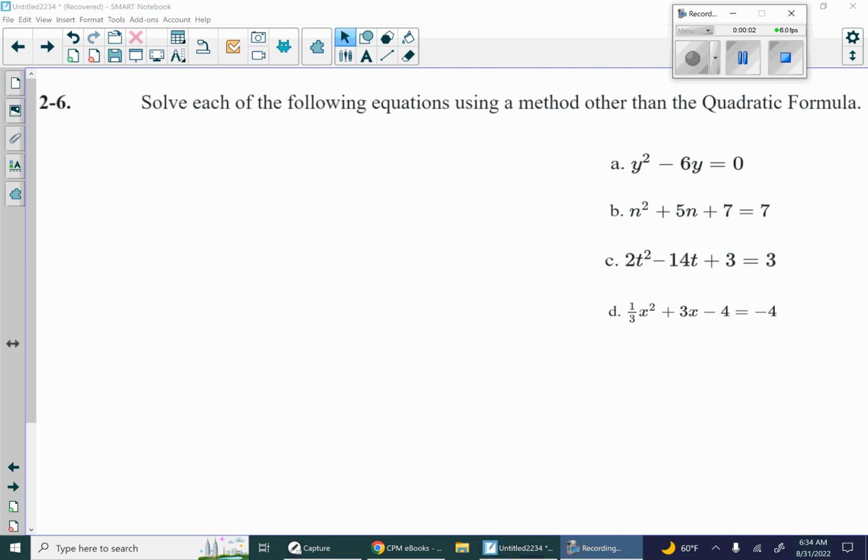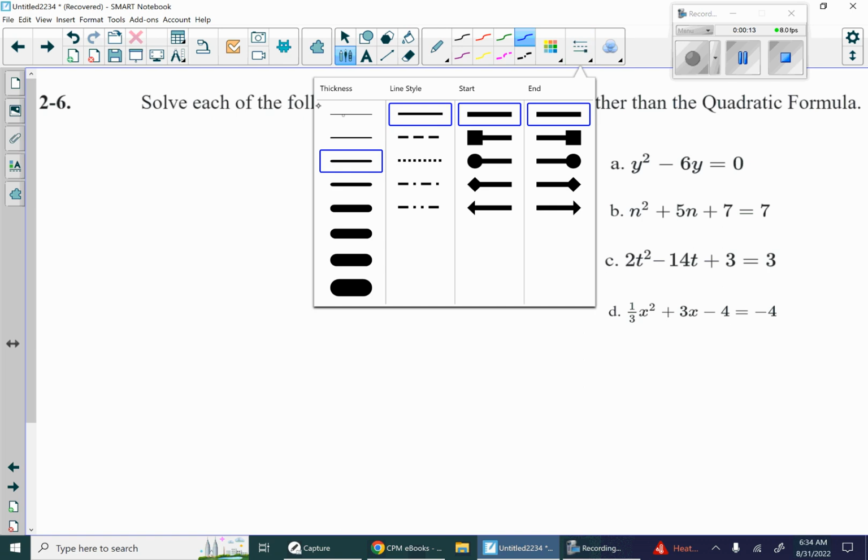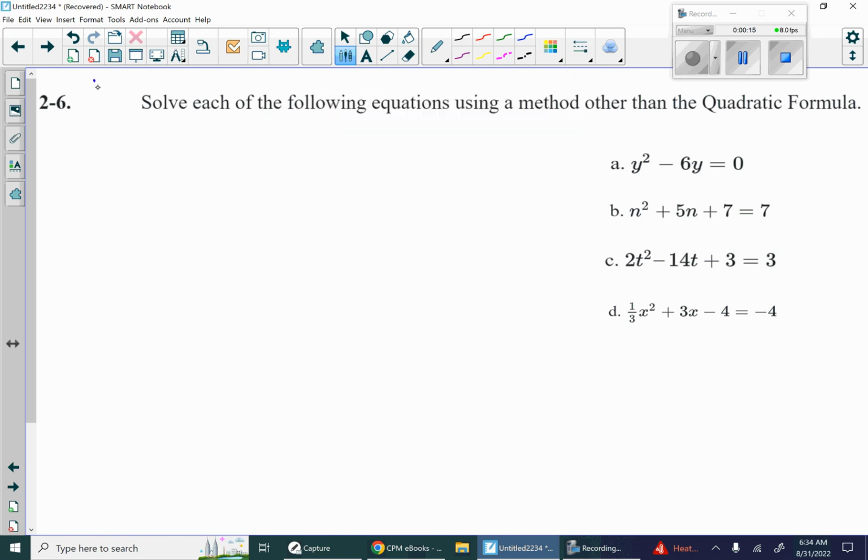This is Math 3, problem 2-6, and we are being asked to solve the following equations using a method other than the quadratic formula. So that means that we can either factor or we can use completing the square. So let's take a look at what happens. These are all extremely similar problems when you really get down to it. So we're going to do, I believe, let's do problem A and problem C and see what happens.